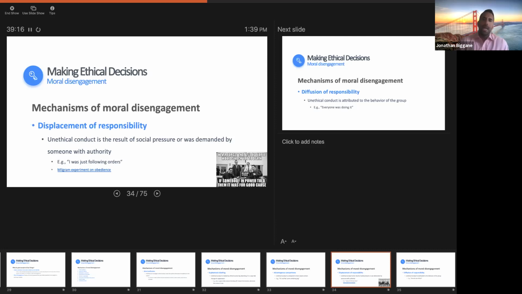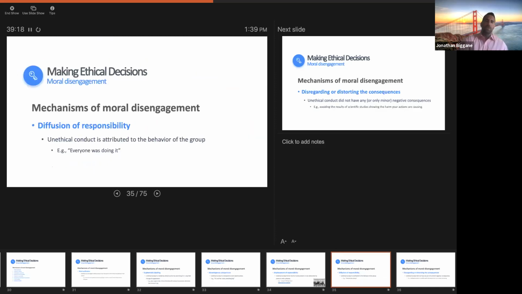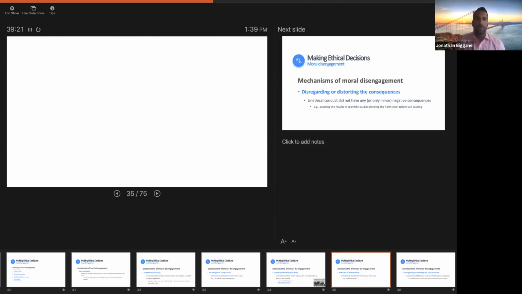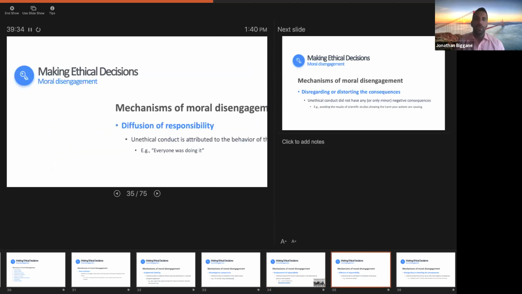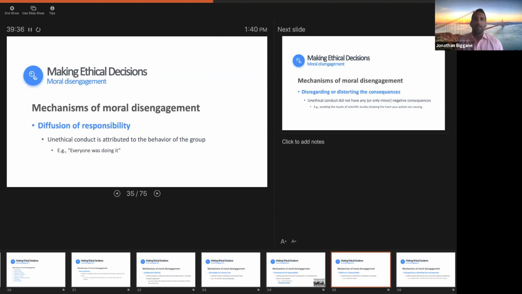Then there's diffusion of responsibility, and this often gets confused with the last one, displacement of responsibility. With displacement, I'm saying that someone with authority told me to do it, or there was some social pressure that resulted in me doing something I wouldn't have otherwise done. With diffusion of responsibility, I'm saying that everyone else was doing it, and so that's why I did it. Maybe everybody was stealing or everybody was cheating, and so what I did wasn't too bad because it's something that everybody was doing.